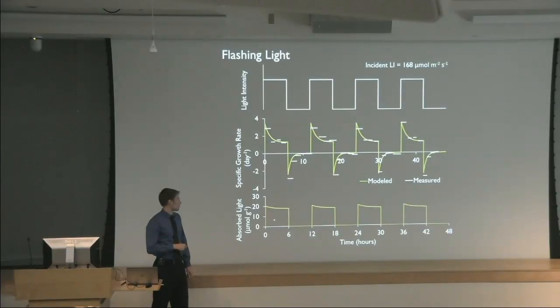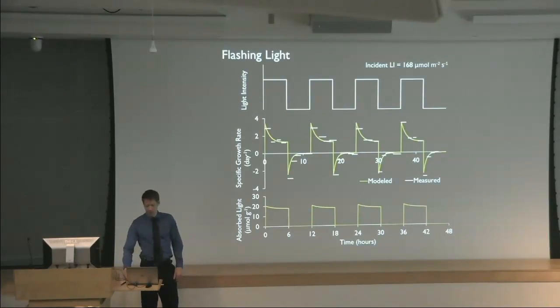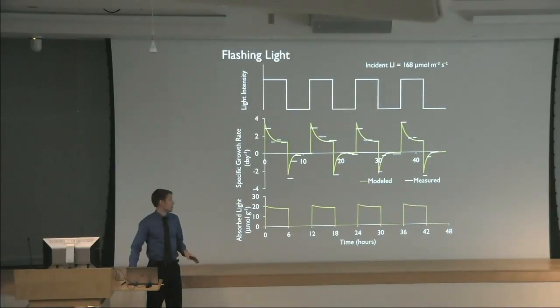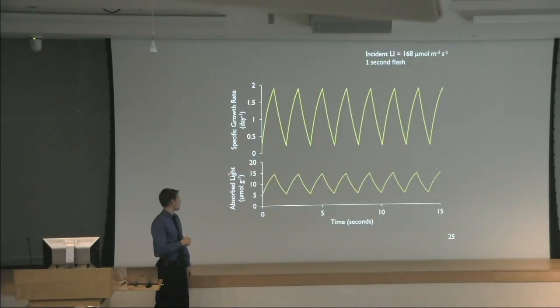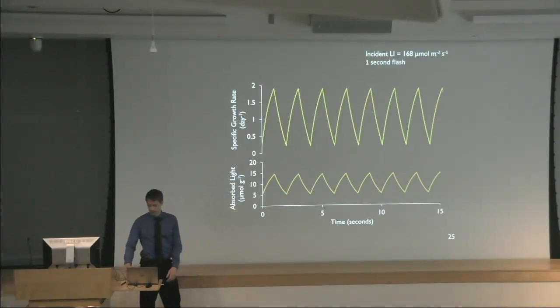And you can also see down here the absorbed light level, which mostly tracks the incident light, but with a small effect from photoacclimation. But what happens if you crunch this down to a 1 second flash instead of 6 hours? Well, in fact, the absorbed light becomes very important because at this time scale, there's not time for it to completely reach saturation or to completely deplete the amount of absorbed light energy. And consequently, you also see the specific growth rate transitioning between a narrower range. And as you decrease the flash duration further, this smooths out even more in this sort of blending of the light and dark periods.